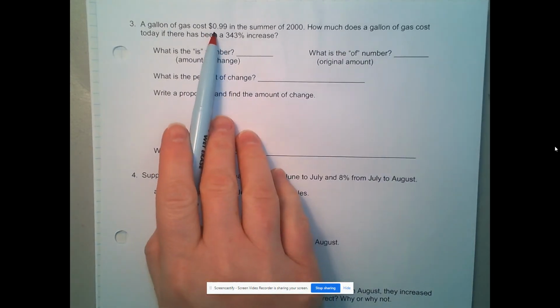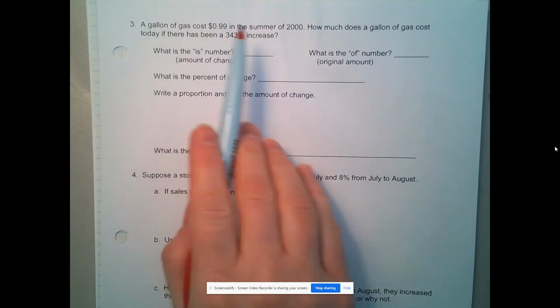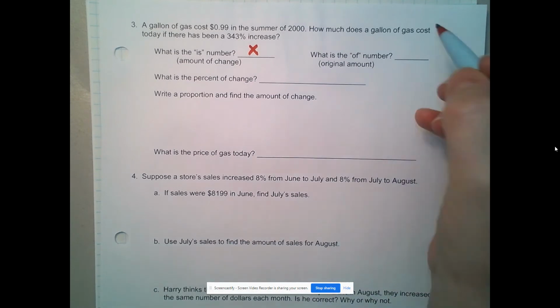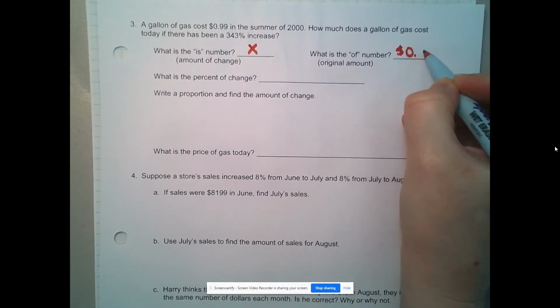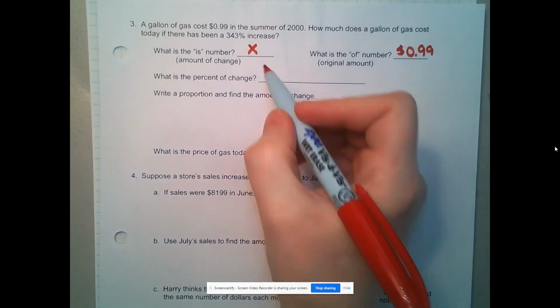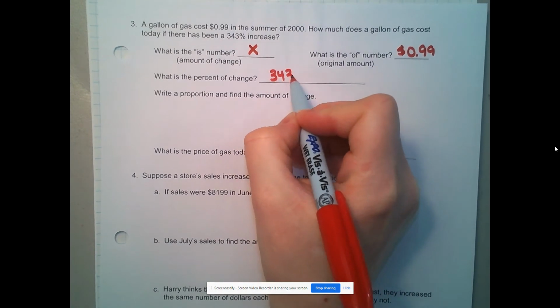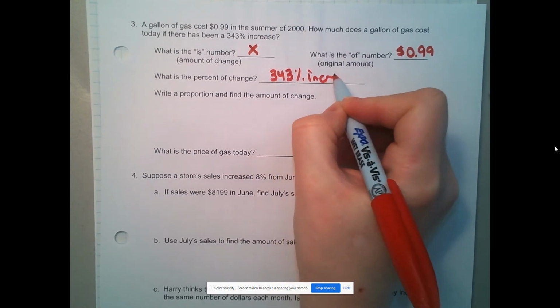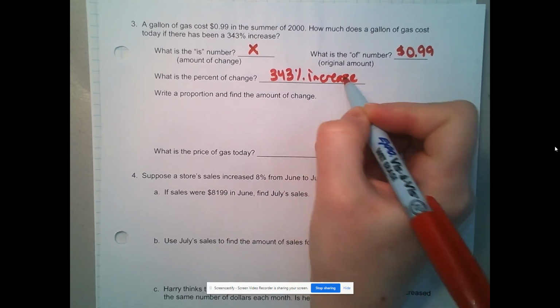It went from 99 cents up to, and we don't have the later price. So that's the thing we don't know this time. We don't know the is number. The of number, the original amount, was the 99 cents. And then it went up to something else. They did tell us that the amount of change was a 343% increase. That's how I know it went up.